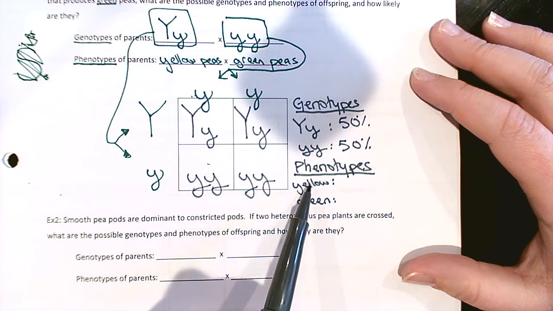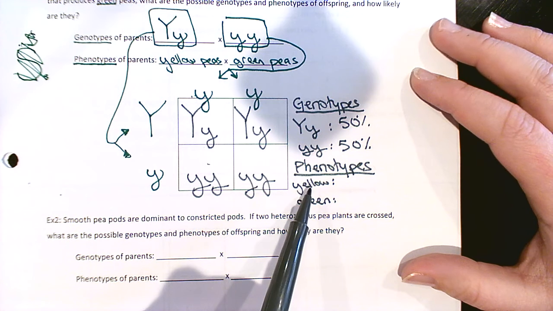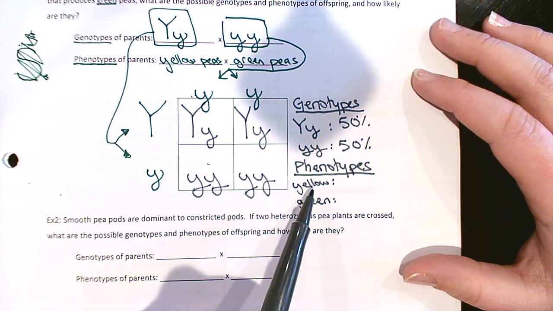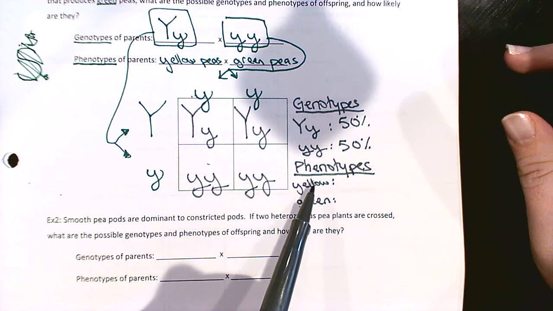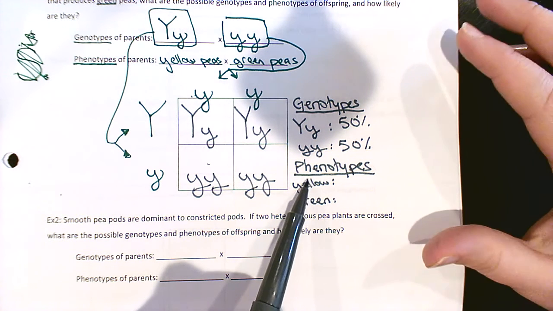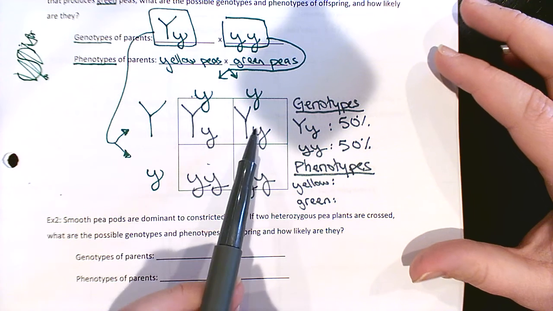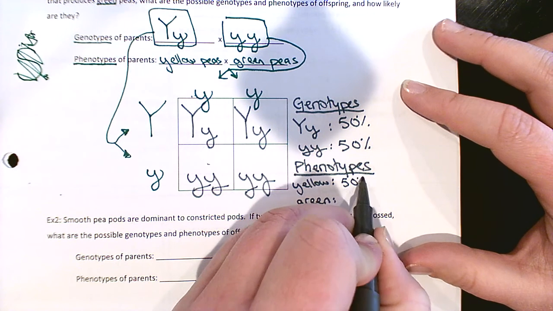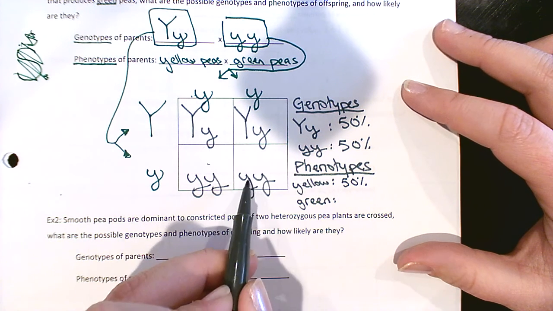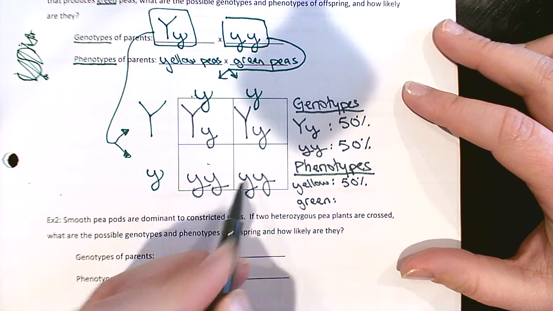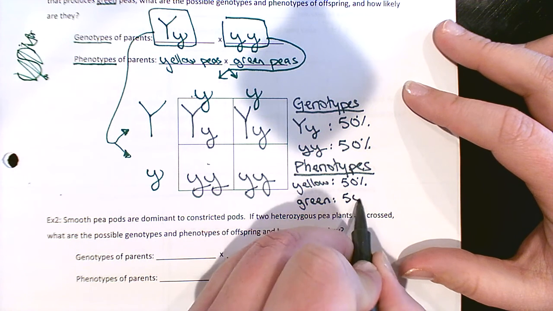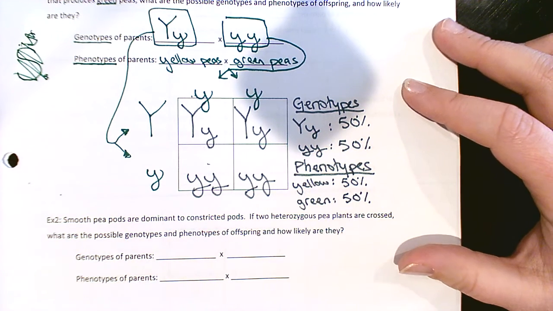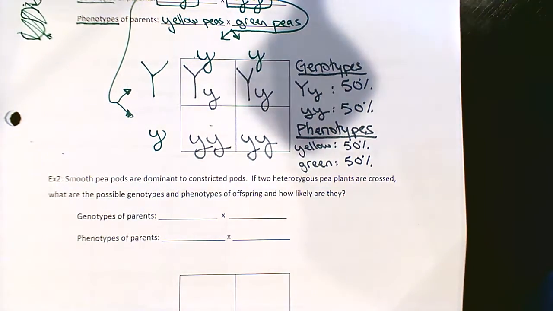So if the dominant version is yellow, any box that has at least 1, which could be 1 or 2 capital Y's, would show the dominant version of the allele. So both of these have at least 1 capital Y. So again, 2 out of 4 is 50%, and these 2 do not have any capital Y's. So the recessive version would show up in, again, 2 out of 4, or 50% of those.